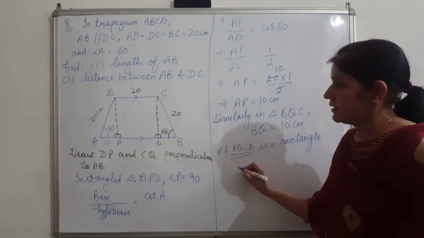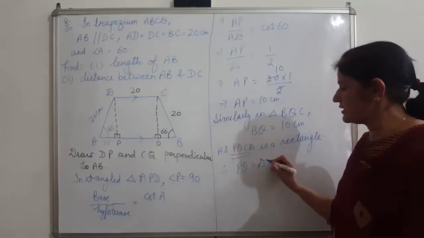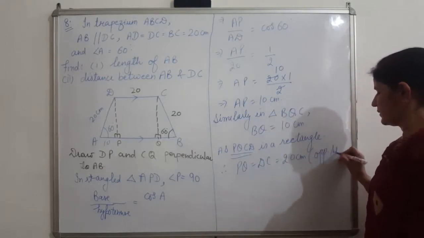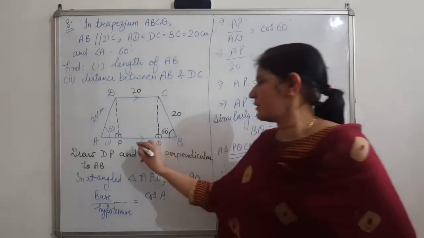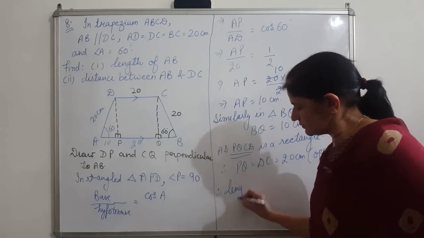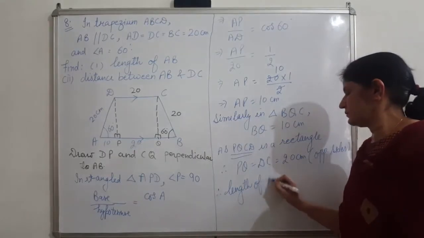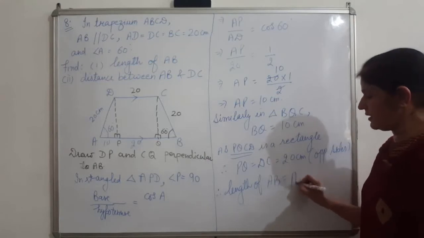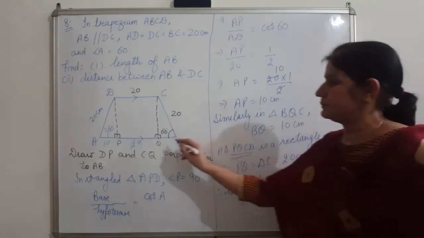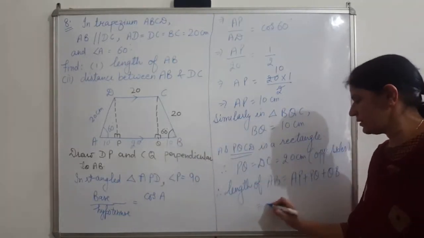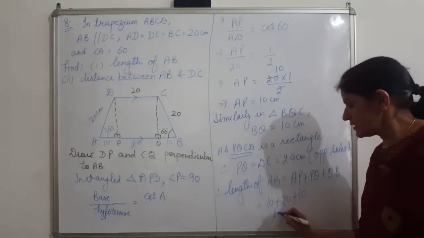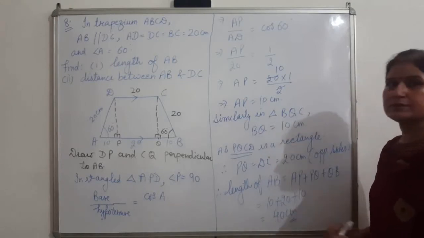Therefore, PQ will be equal to DC, equal 20 centimeter. Reason: opposite sides. So this is 20. So length of AB equals AP plus PQ plus QB. Add all three. 10 plus 20 plus 10 means it is 40 centimeter.